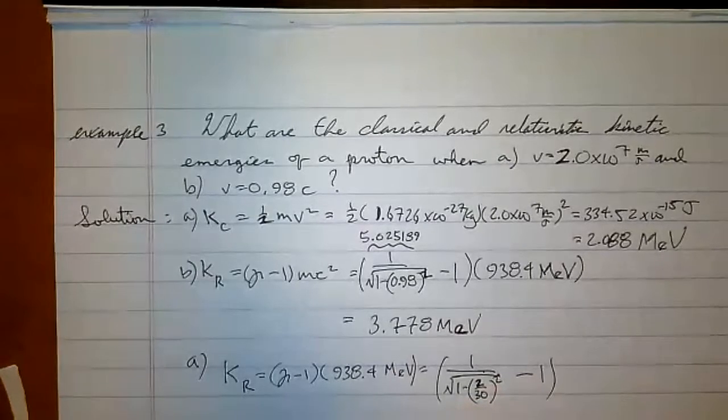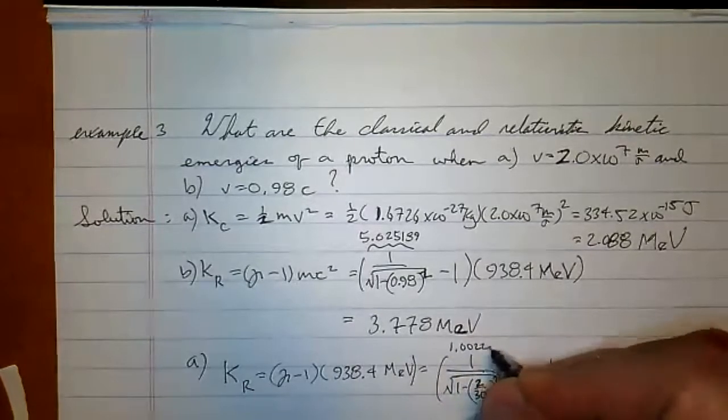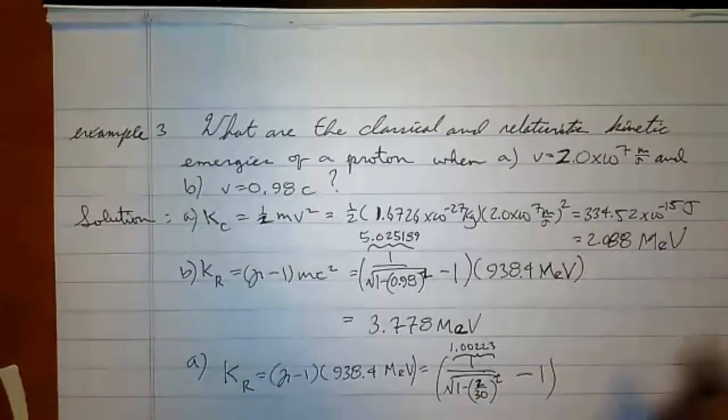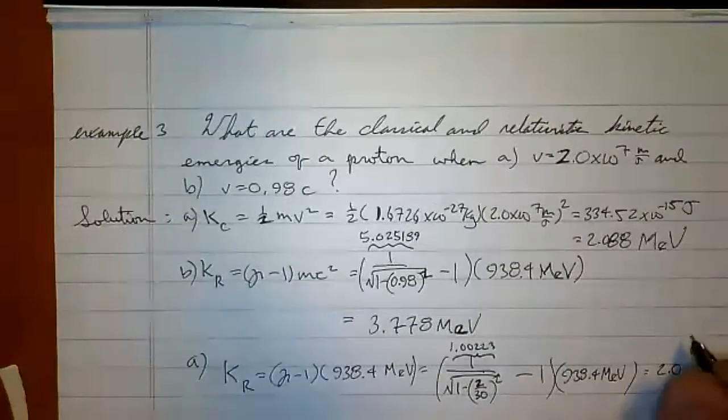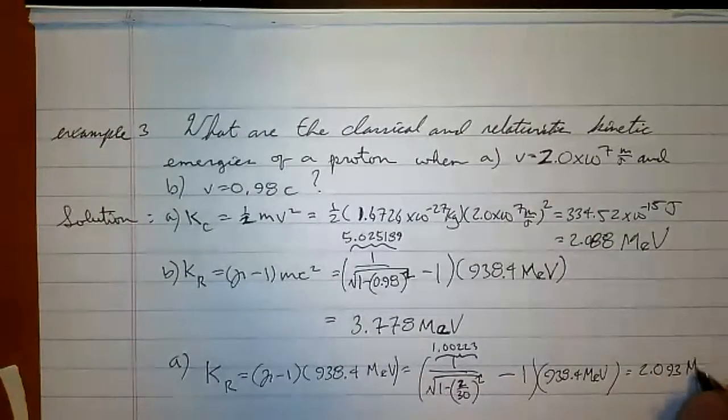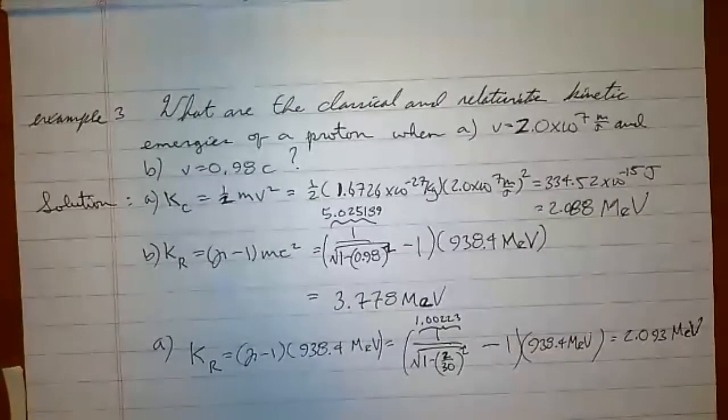If I remember correctly, that one turned out to be like 1.002 or something, got awfully small. Yes, I did. 1.00223. That's what that is, times 938.4 MeV. So 0.00223 times 938.4 gives me 2.0926. Let's call it 2.0926 MeV. Did you subtract 1 from 1.00223? Yes.